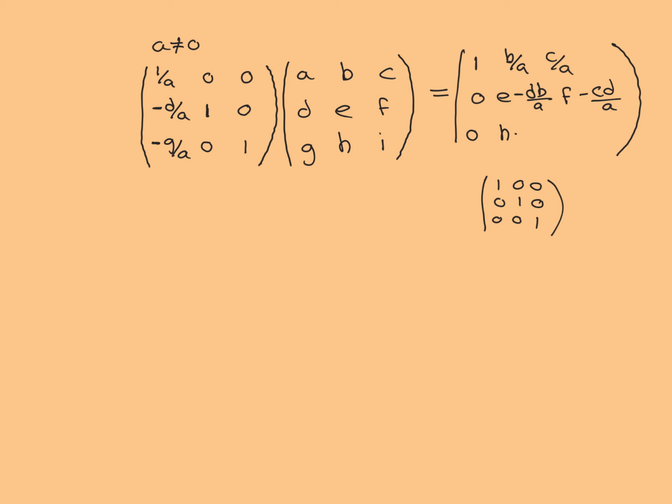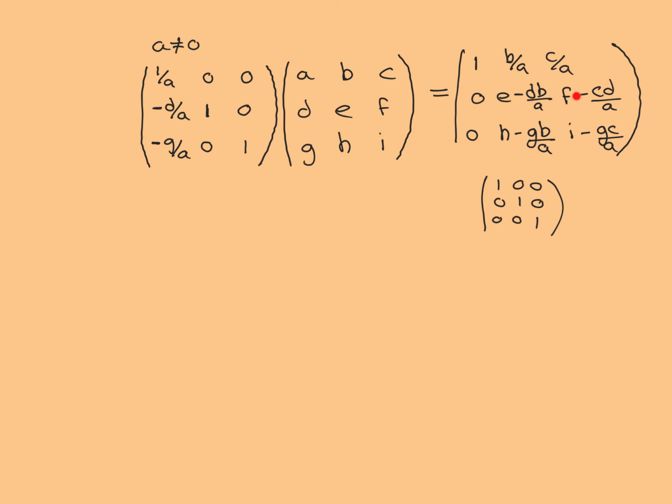And then we'll get H minus GB over A, and then we'll get I minus GC over A. And let me just check that I've done all of this correct. So here we took away D over A lots of the first row, so we got E minus DB over A, and then here we got F minus DC over A. So yeah, those are correct.